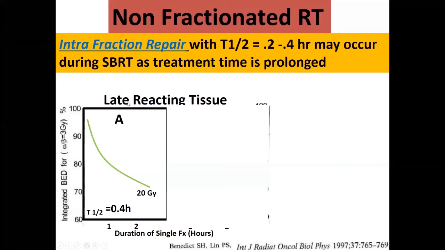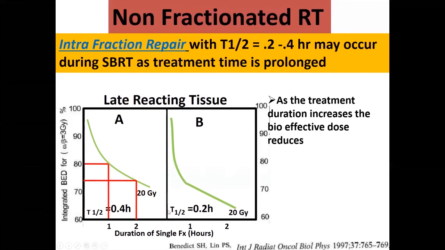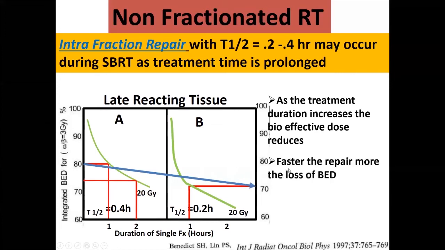As you can see on this graph, if the delivery time is increased from 1 hour to 2 hours, then the biological effective dose will reduce from 80 to 70. So it has a protective effect. So we can say that as the treatment duration increases, the bioeffective dose reduces for late reacting tissue. Not only this, but also the half-life of the repair matters. If repair is very, very fast, even if the delivery time remains the same, it will reduce the biological effective dose from 80 gray to 70 gray. So we can say that the faster the repair, the more the loss of biological effective dose.